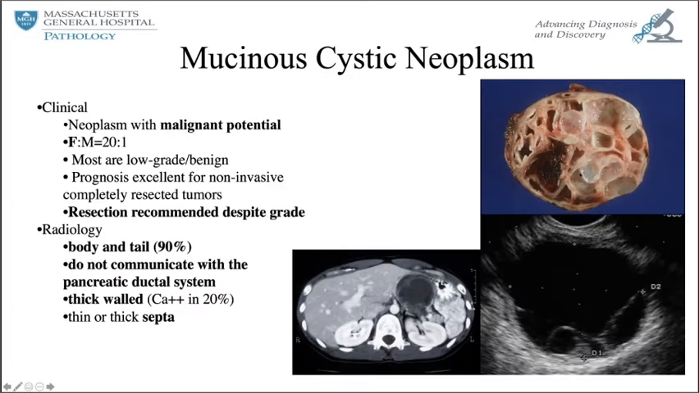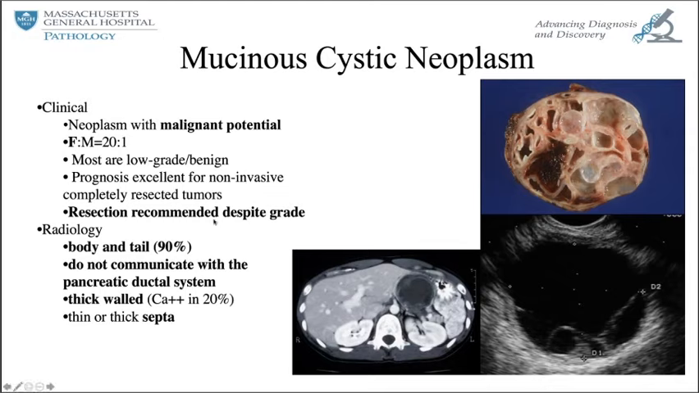Now, mucinous cystic neoplasm is a premalignant neoplasm with malignant potential. Almost all of them will eventually become malignant if left in place long enough. They're almost always in women with a 20-to-1 ratio to men. And these are low-grade benign lesions for the most part. But as I said, they all have malignant potential and they can progress to malignancy. So the prognosis for these, when non-invasive, is excellent.